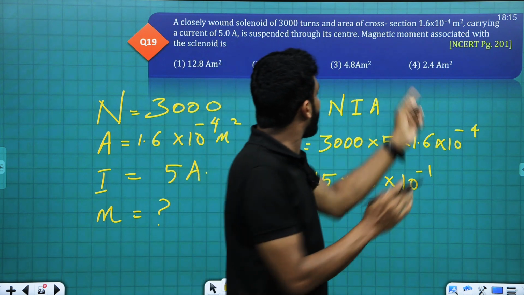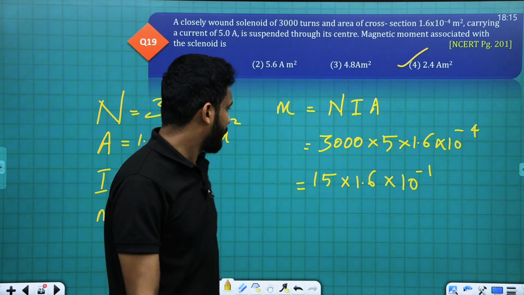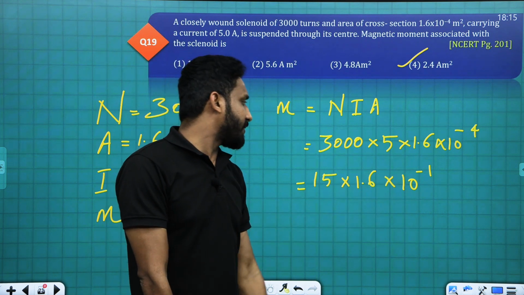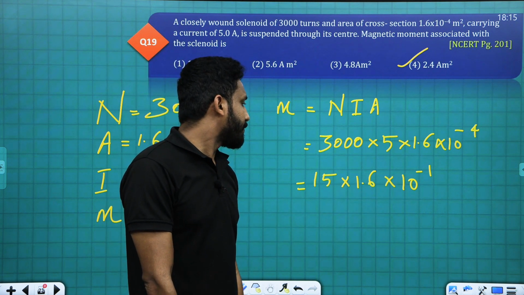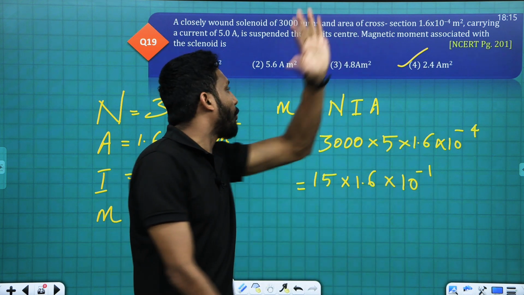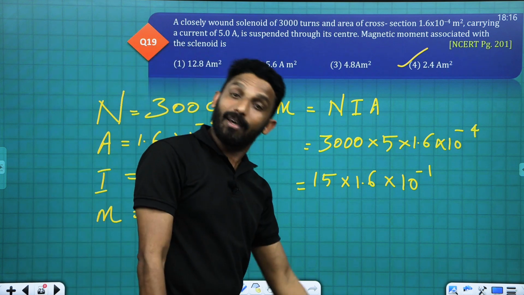Then comparing this, I am getting this. Clear? Definitely yes. 15 into 1.6 will be 24 in that range. Into 10 power minus 1 is 2.4. So the answer is option 4, 2.4 ampere meter square.